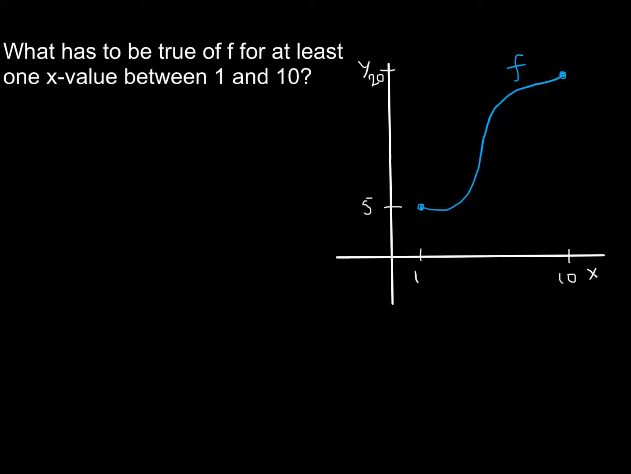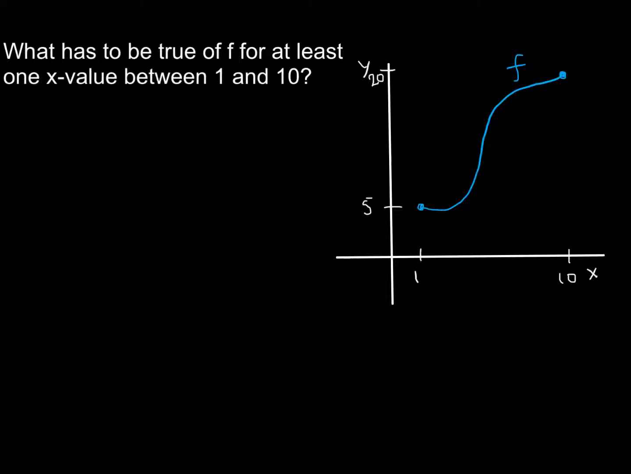Alright, so most obviously, at least in my opinion, is that if a function is continuous between these two endpoints at x equals 1 and x equals 10, and on the left it's got a value of 5, and on the right it's got a value of 20, then at some point along the way, in between 1 and 10, it's going to hit every value between 5 and 20. And so for at least one x value between 1 and 10, you will be able to hit every value between 5 and 20. In other words, it will hit some value between 5 and 20 at least one time.